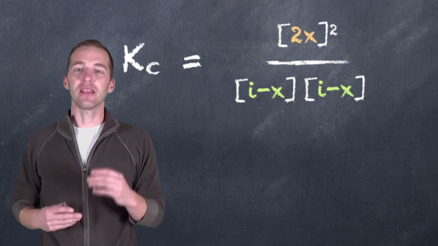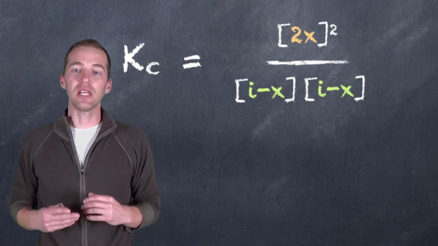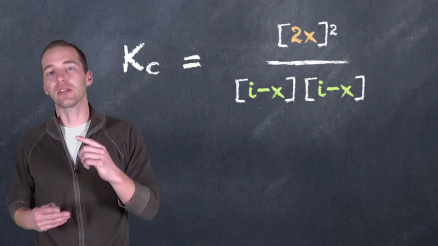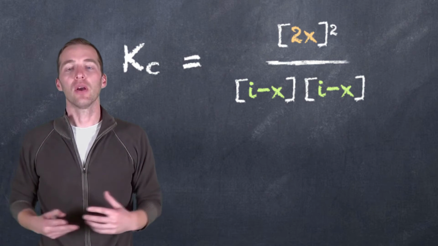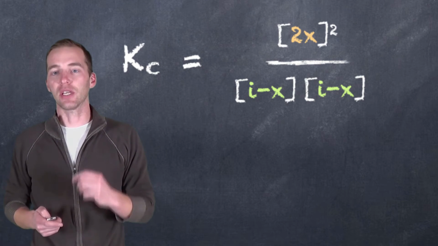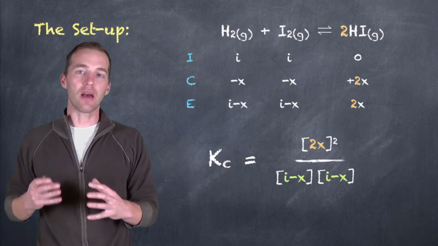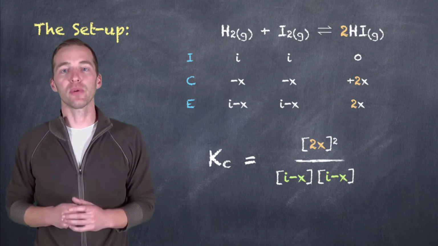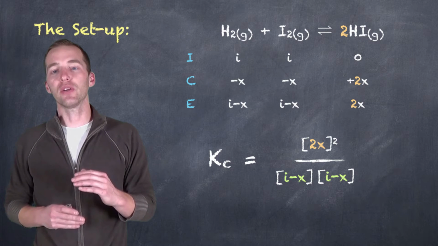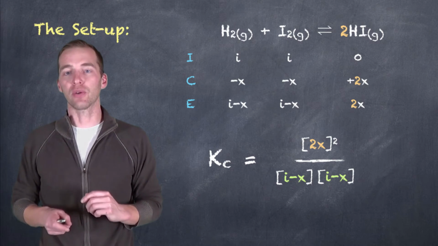Don't forget that the coefficients also count when you're putting together your Kc or your equilibrium expression. So don't forget to square it or cube it or raise it to the power of whatever exponent represents that particular compound. So really what we're looking at is just the setup for these types of problems. I'm not going to go through a specific example, but what I want you to do is remember this format as you go through examples on your own.